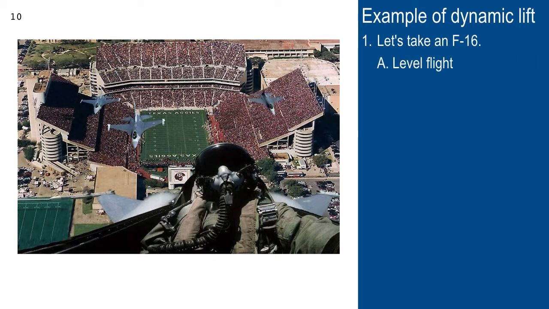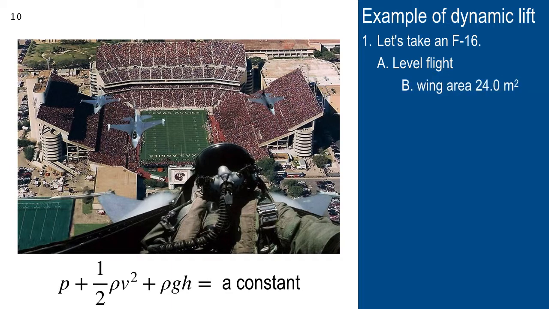So let's take it in level flight. And we're going to use the Bernoulli equation. The wing area for one of the wings is about 24.0 square meters. I looked that up, okay? It's not exact, but we'll use this as a typical wing of an F-16. So this is the Bumblebee variant with exactly 24.0 square meters. So this is Bumblebee's F-16.